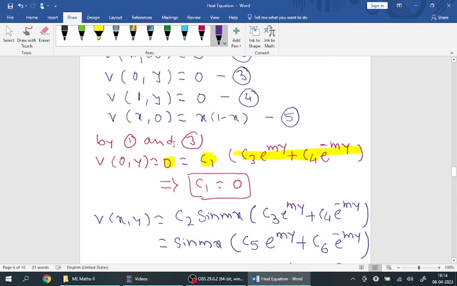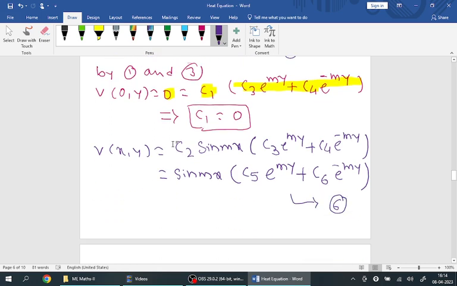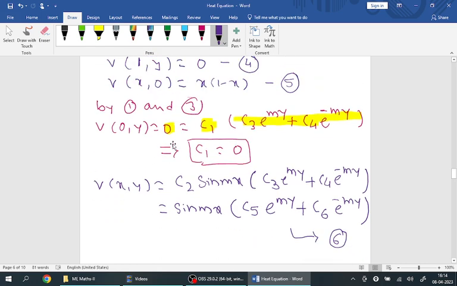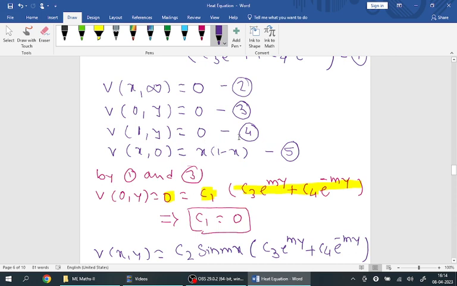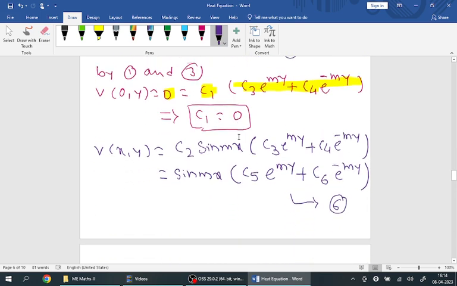Let me check. If we apply again, it is not possible to apply condition 1, so we should apply condition 4 only. Why is condition 1 not applicable? Because e raised to my is still there, and when y is infinity, actually yes, we can apply that. We can apply that also here. Let me come to that condition also.